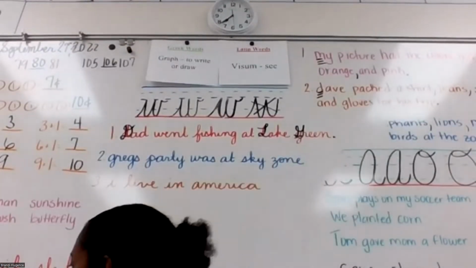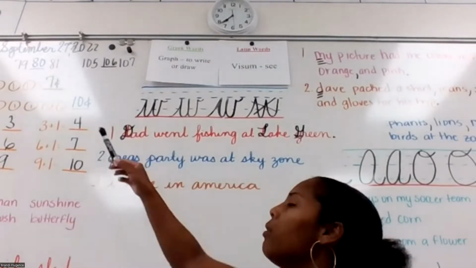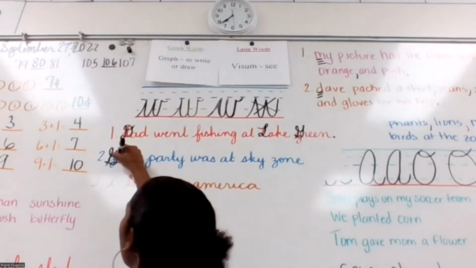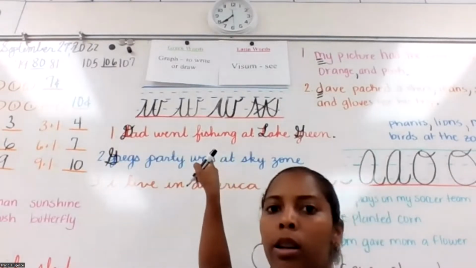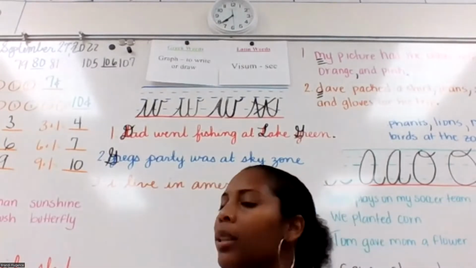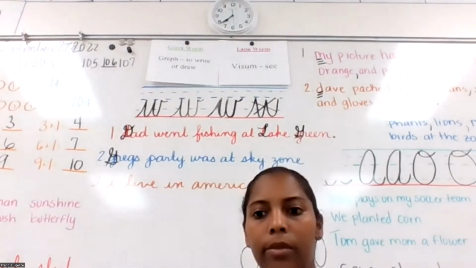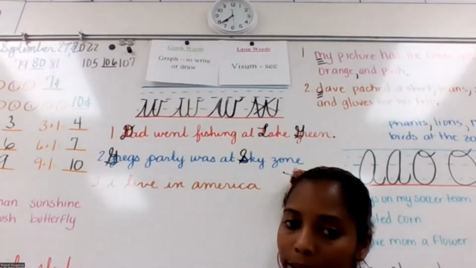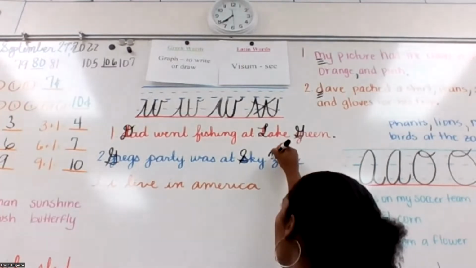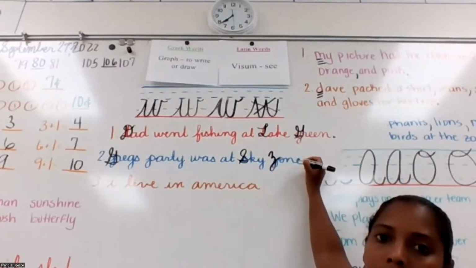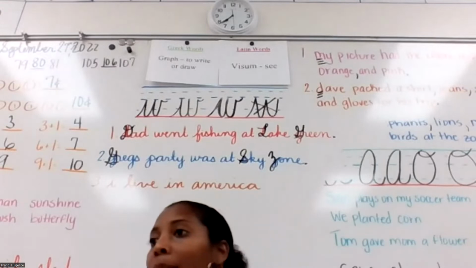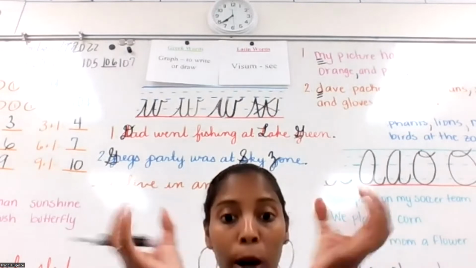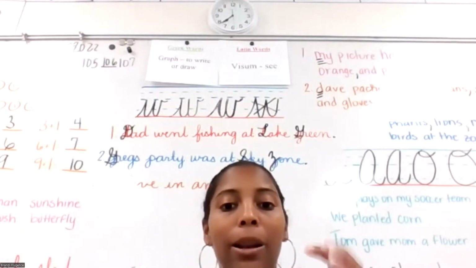So number two, Greg's party was at Sky Zone. How should I write this one correctly? What am I capitalizing in the beginning? The G in Greg. Okay, what else am I capitalizing? The S in Sky, and the Z in Zone. And how do I finish it? With the period. Good. So remember, guys, even though the proper noun may be split into two words, they're both still the name. So you have to capitalize both.